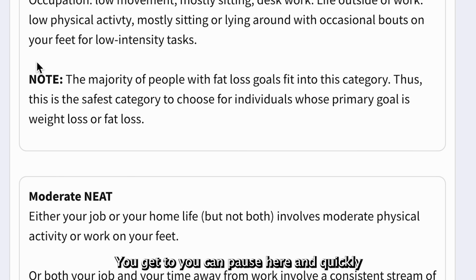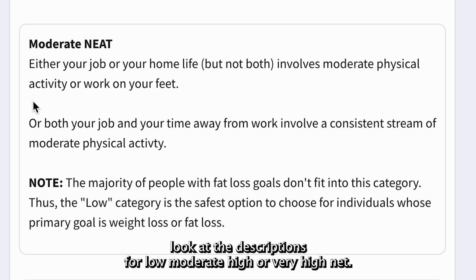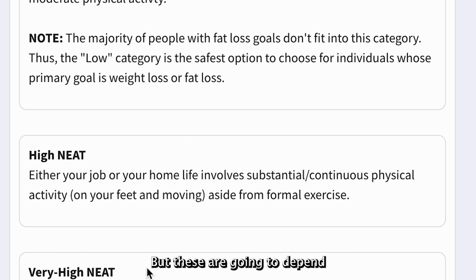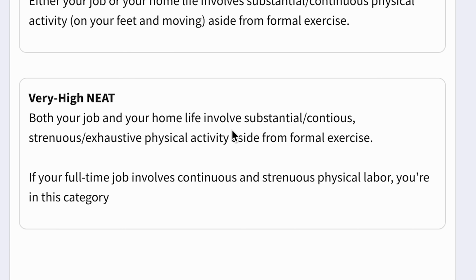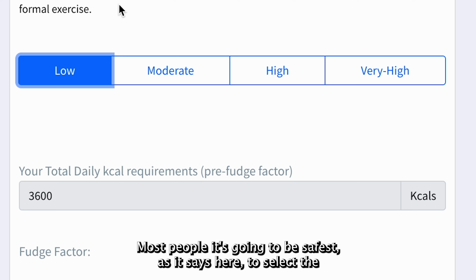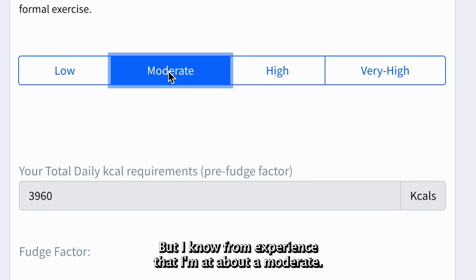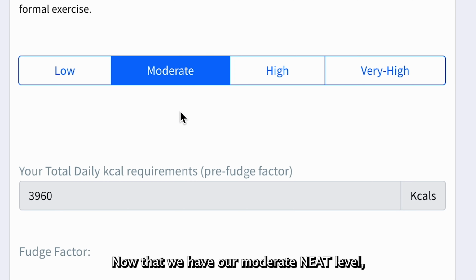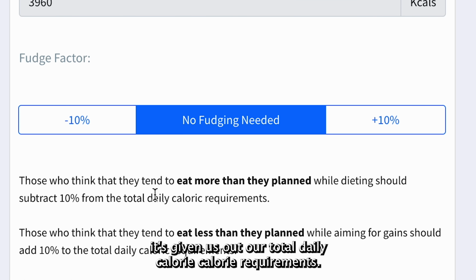You can pause here and quickly look at the descriptions for low, moderate, high, or very high NEAT. But these are going to depend on your activity level at home and at your job outside of the gym. Now for me, I know that I would sit around a moderate level. For most people, it's going to be safest, as it says here, to select the low NEAT level. But I know from experience that I'm at about a moderate. Now that we have our moderate NEAT level, it's given us our total daily calorie requirements.